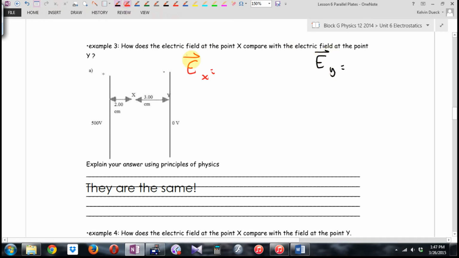And we've said that electric field is voltage divided by distance. Electric field is the voltage divided by the distance. I guess that means the electric field at location X is going to be the voltage at location X divided by the distance to get to X. And the electric field at location Y is going to be the voltage at Y divided by the distance at Y.